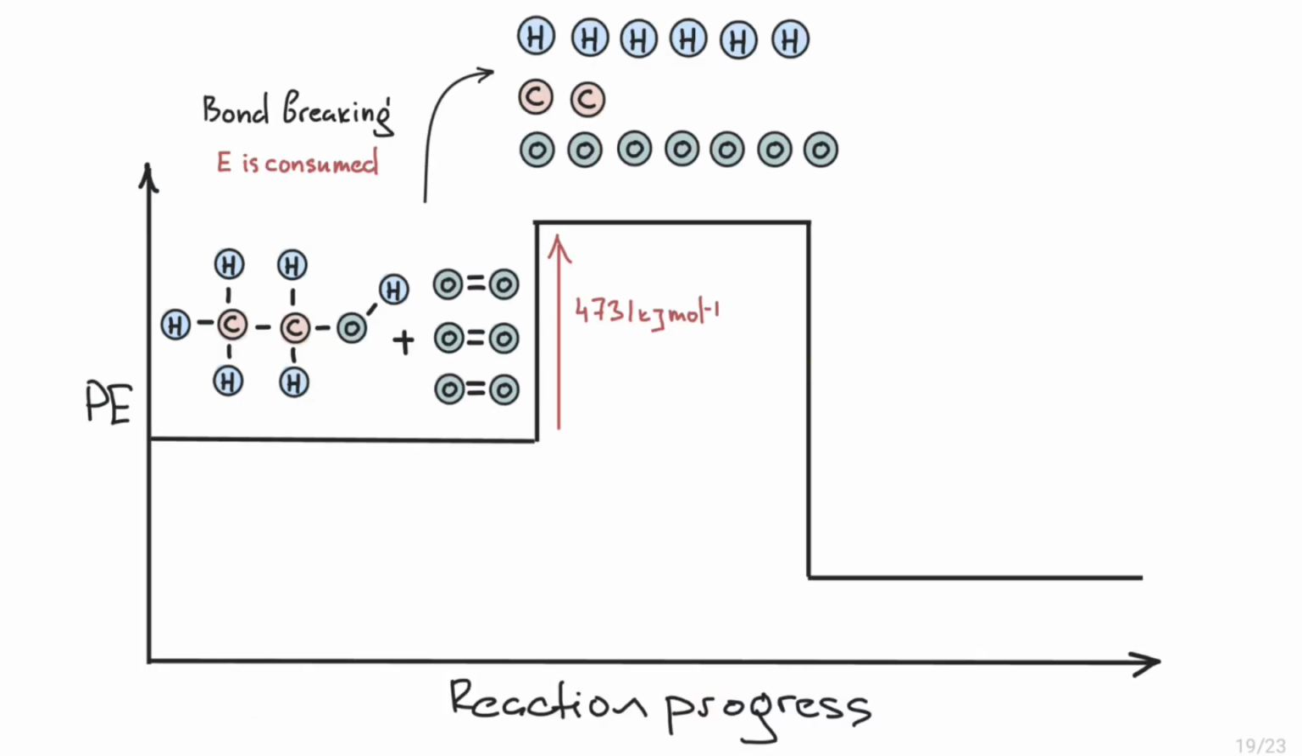On the graph, the first peak represents the energy required for bond breaking on the reactant side. Here we observe the consumption of 4731 kilojoules per mole as the bonds in the reactants are broken, requiring energy input to overcome the attractive force holding the atoms together.